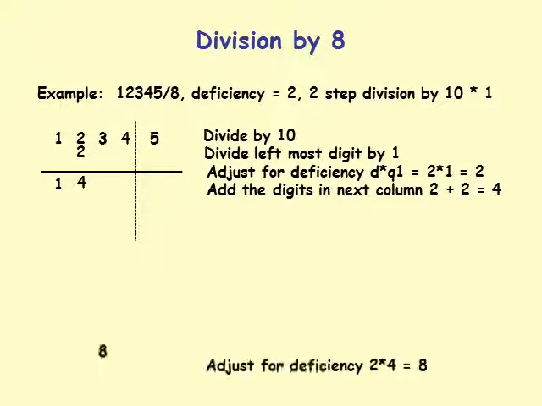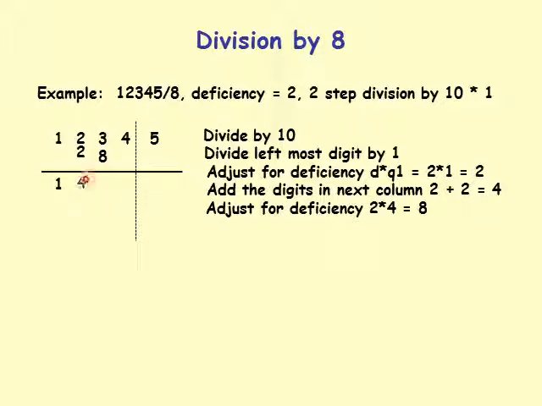Now here's my deficiency. Adjust for deficiency again. 2 is my deficiency. 4 is my most recent quotient digit.